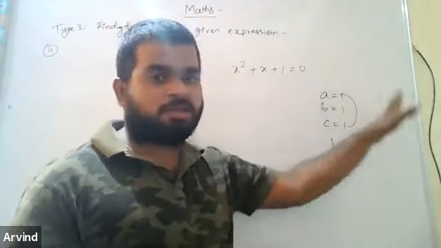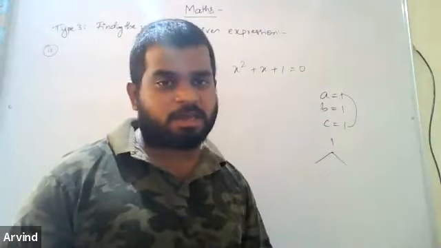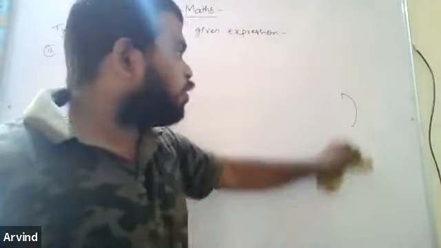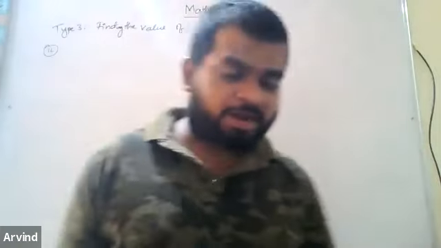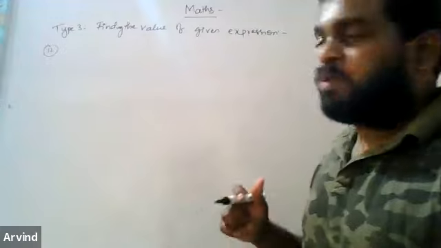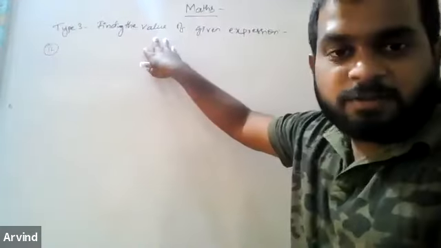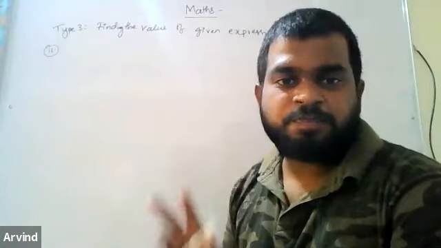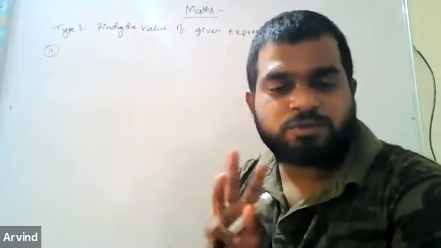For this there is a formula method. You'll be learning it in your quadratic equation. Let's not focus on that. So what I'm trying to say is, in this itself there are two types. One is where you can use the factorization method. The second one is where you can't use the factorization method.